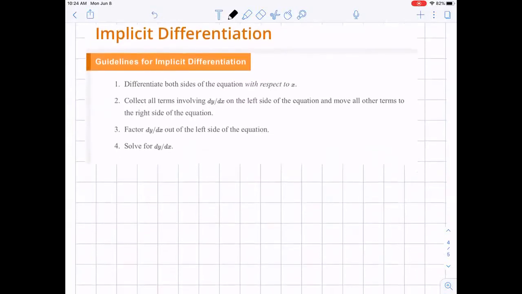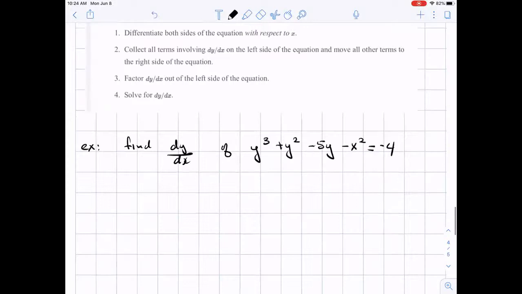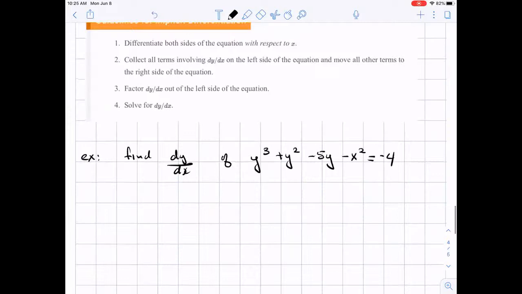So if I ask you to find dy/dx or f prime of y cubed plus y squared minus 5y minus x squared equals -4. Well, we'll differentiate both sides with respect to x. So let's differentiate both sides, right?